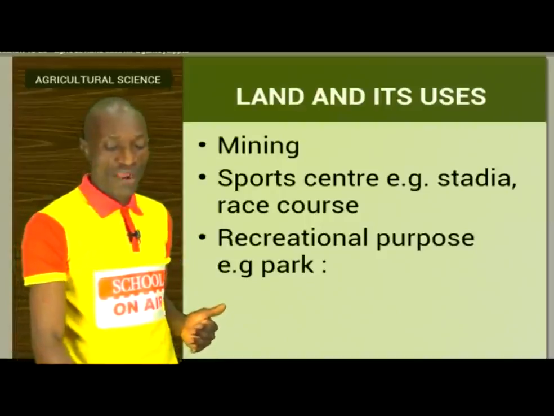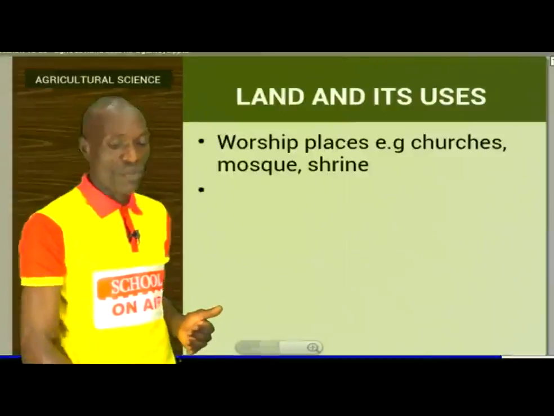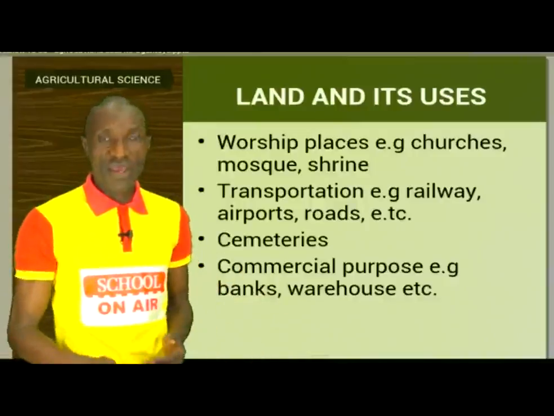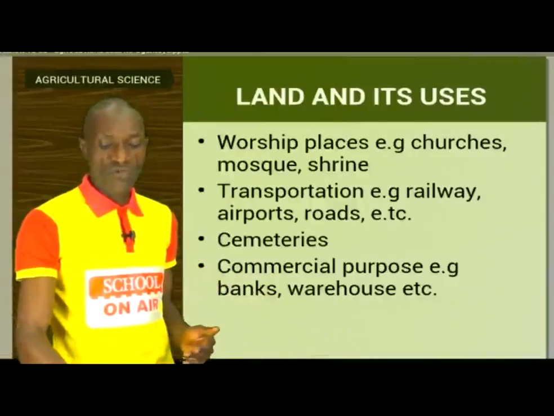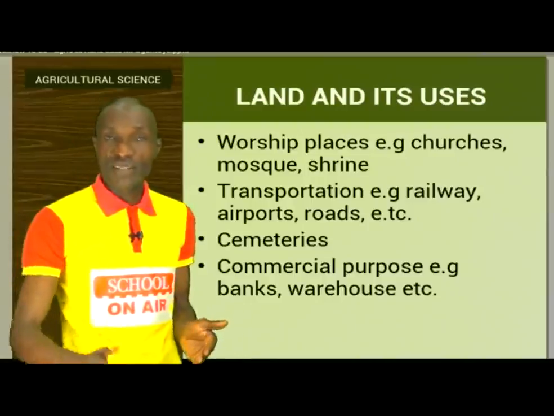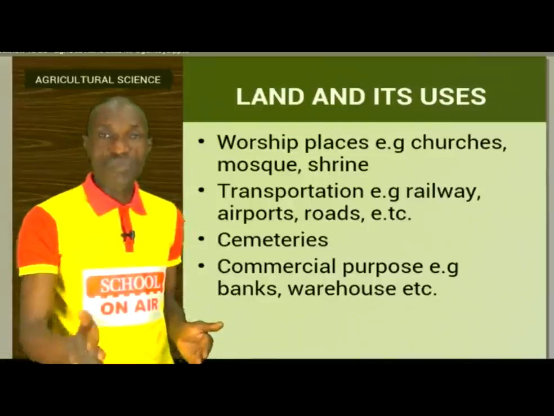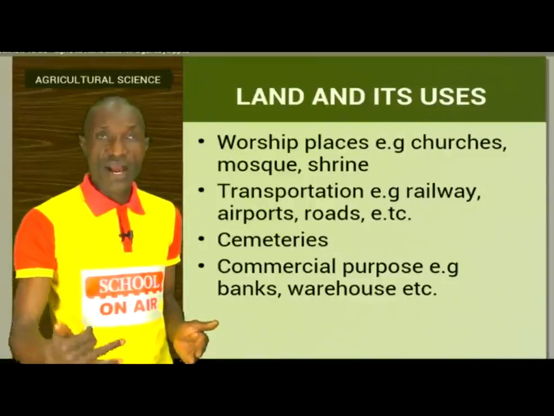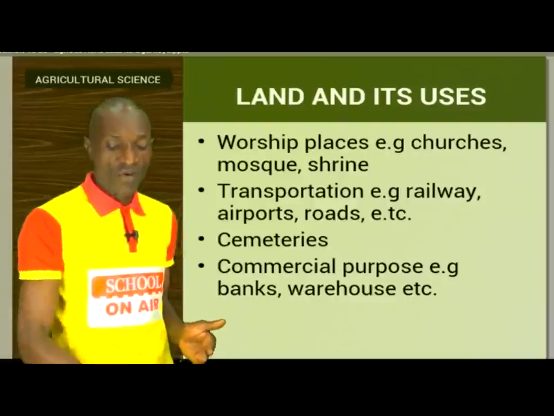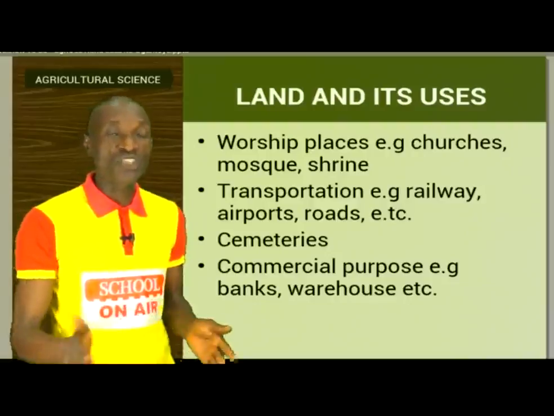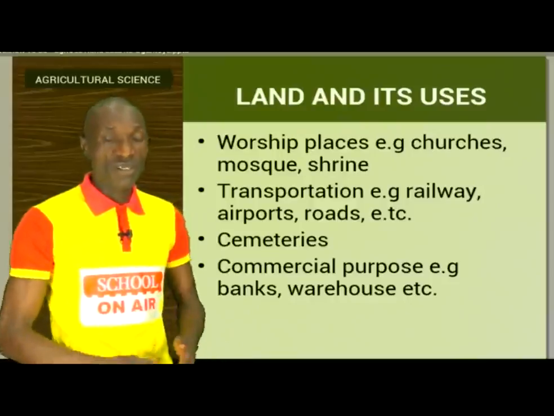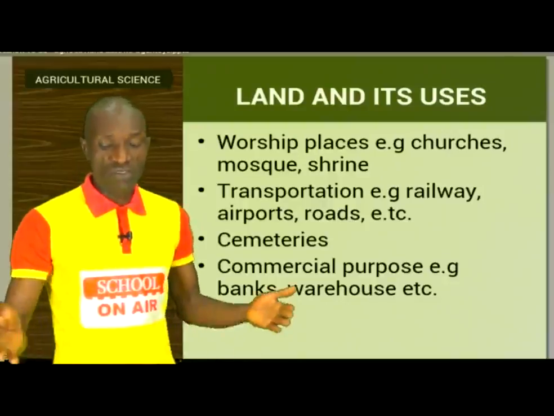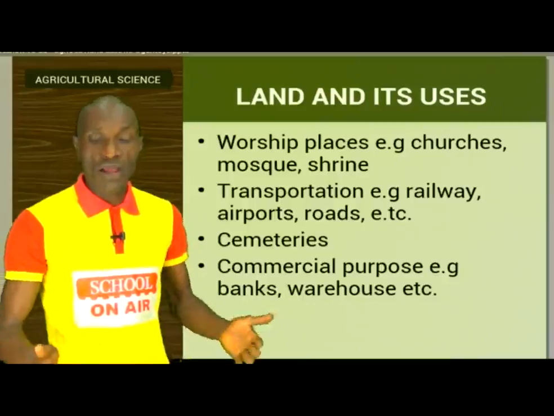And then we have land used for recreational purposes, e.g., parks. We have parks everywhere. Then we have land that is used maybe for worship places. That is the land where churches, mosques, or shrines are erected. That is non-agricultural land. And another one is the land that is being used for transportation, that is for construction of railway lines, construction of airports, construction of roads all over.